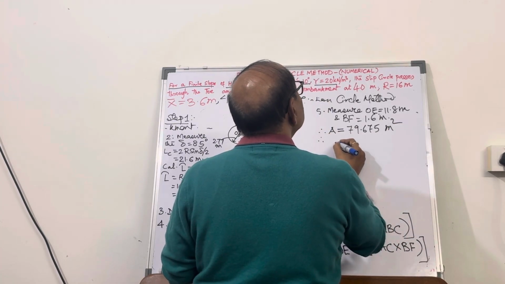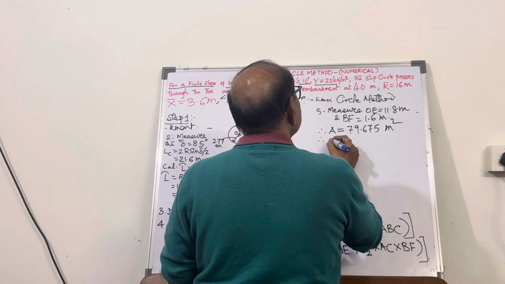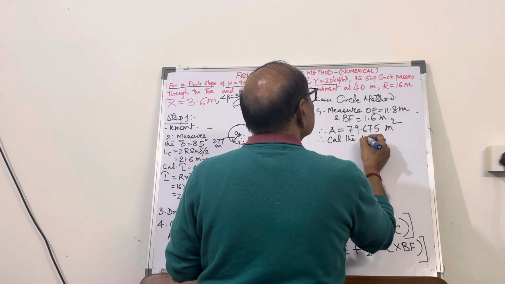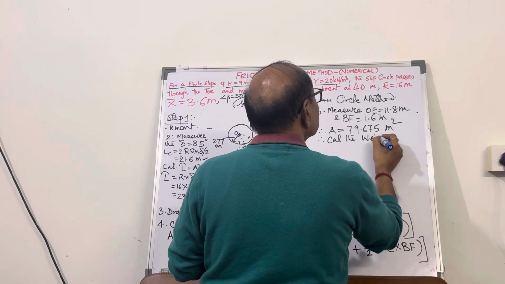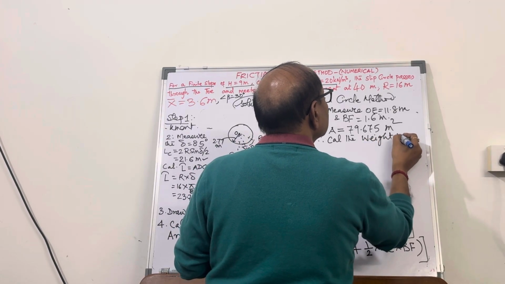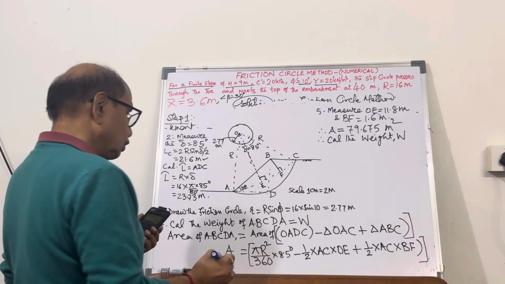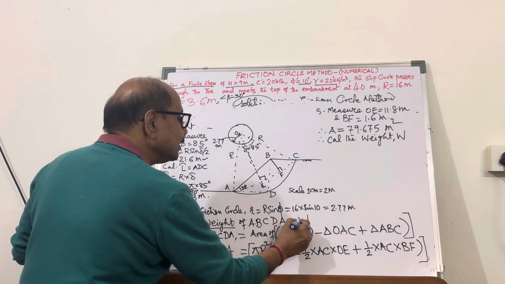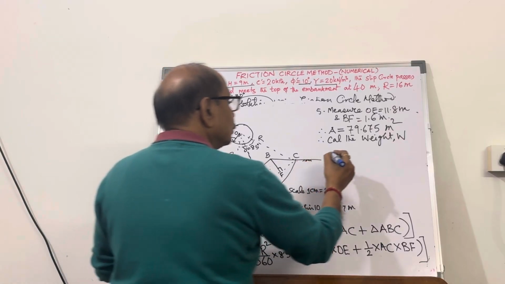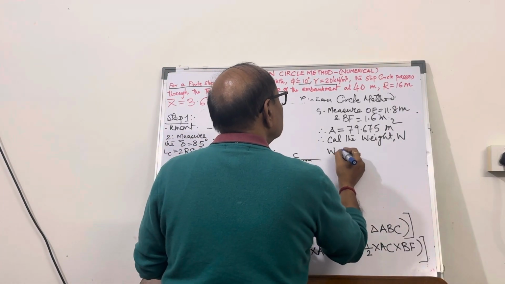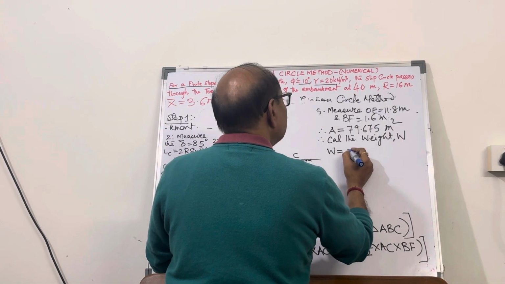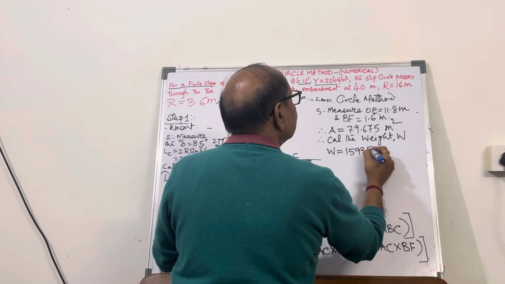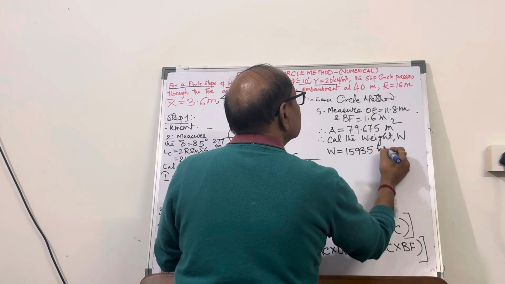Therefore, calculate the weight W. So calculate the weight of ABCDA as W. So therefore W is 1593.5 kilonewton.